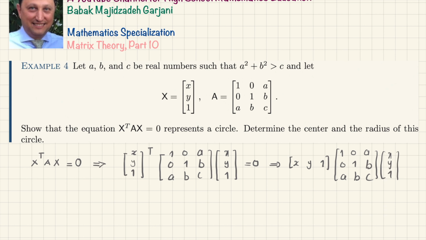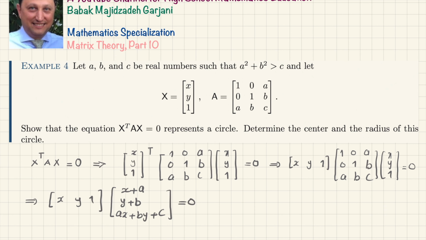X, y equals 0, but then I start multiplying the second pair. I usually start multiplying the second pair first, so what should I do? I need to take this row and multiply it by this column. I multiply 1 by x, 0 by y, a by 1, and add them together. So it becomes x plus a. Agree? And the second one becomes y plus b. And the last one becomes ax plus by plus c equals 0.